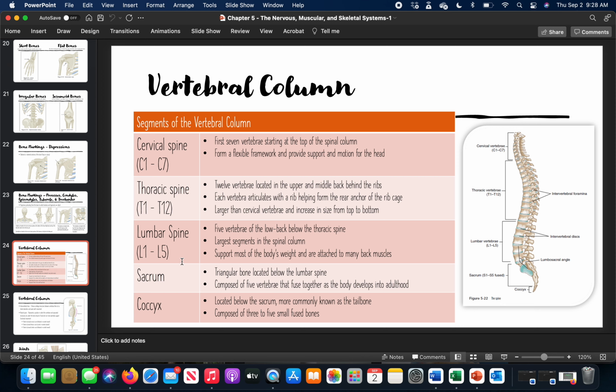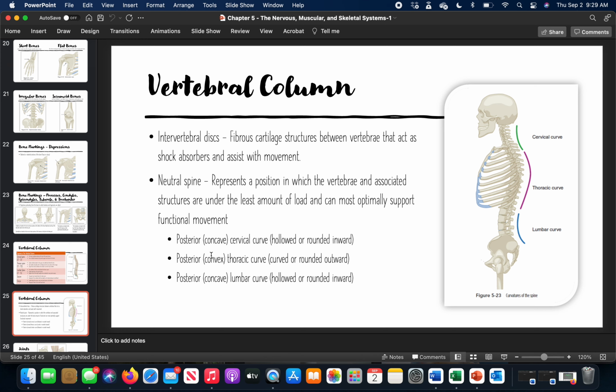Okay, and then lastly you have your sacrum, and then you also have your coccyx. With those, that makes up your complete vertebral column from atlas all the way down to coccyx. Now atlas is C1, and then the axis is C2.